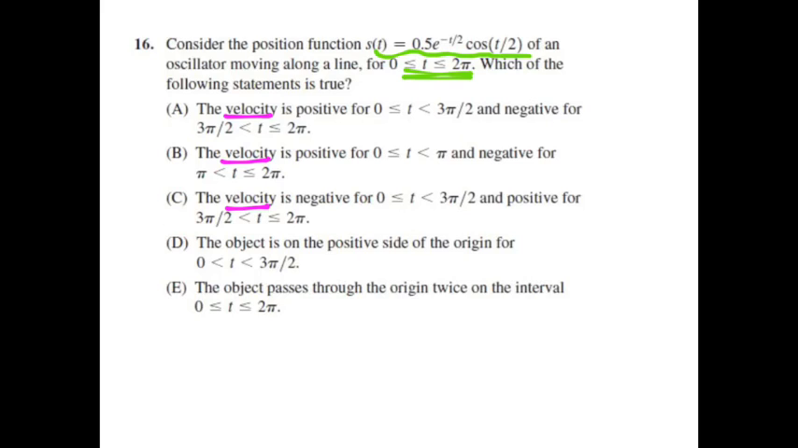So if I have my position function, the way that I find velocity is by taking a derivative. And since this is a calculator question, we're going to do the derivative on the calculator. I want to look at the derivative over an interval of time, and so the best place to do that is going to be on our graph page.